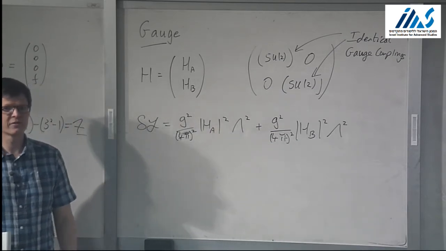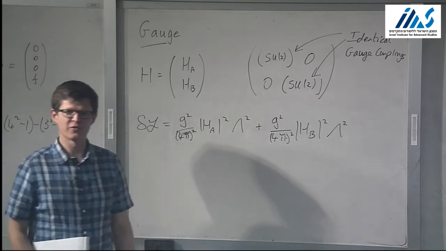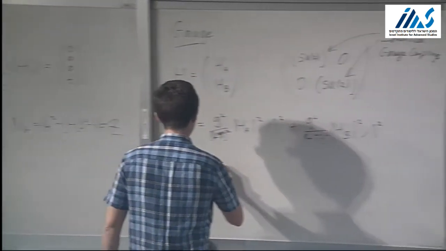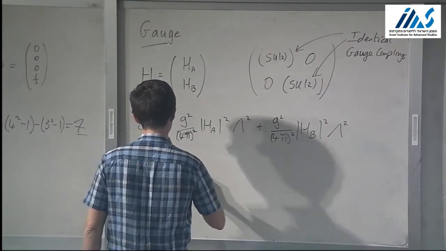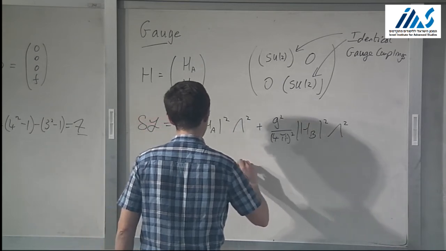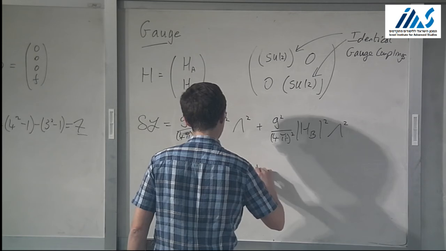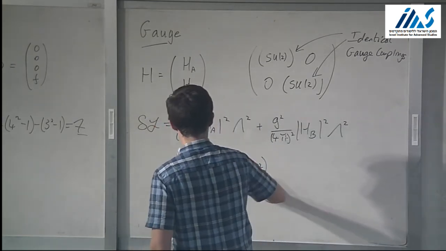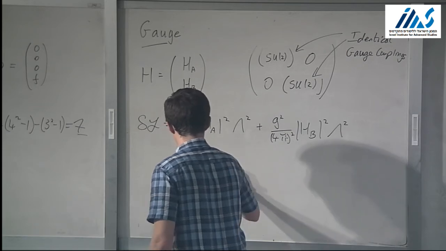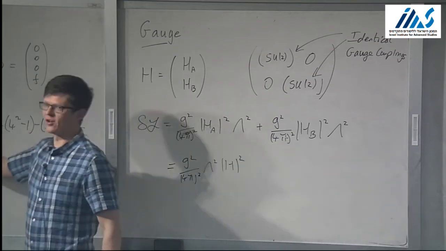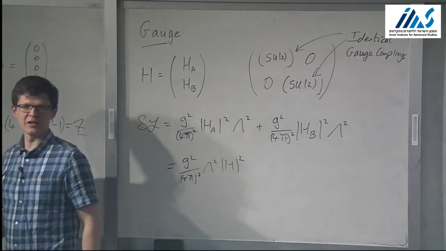No professors? Exactly, it's SU4 symmetric. So, what do we have here? We've got that this is g squared over 4 pi squared, H_A squared plus H_B squared. But that is just lambda squared H squared, which is just like the mass term in here from the cross term in the first place.